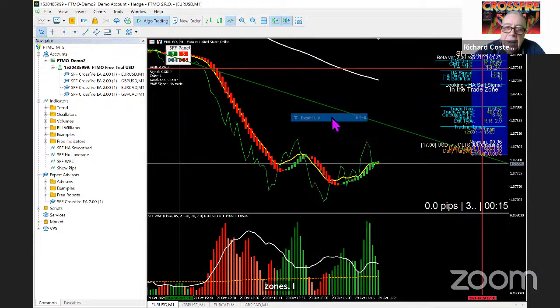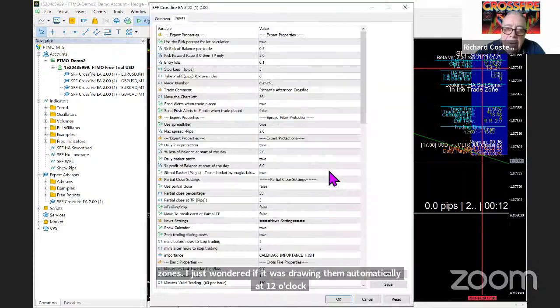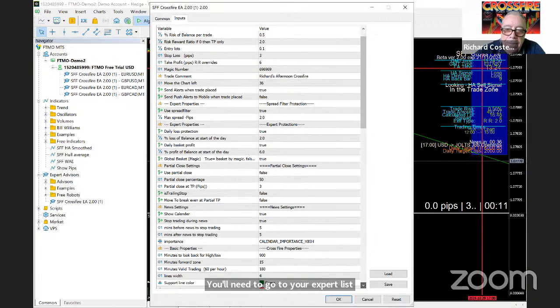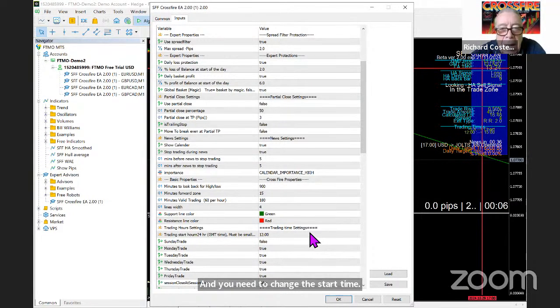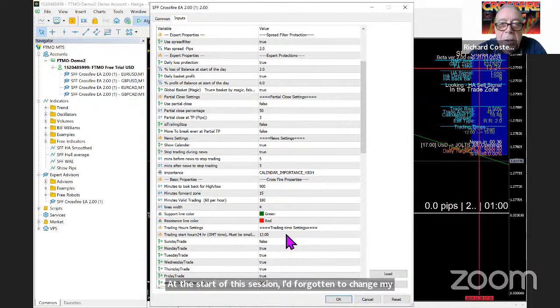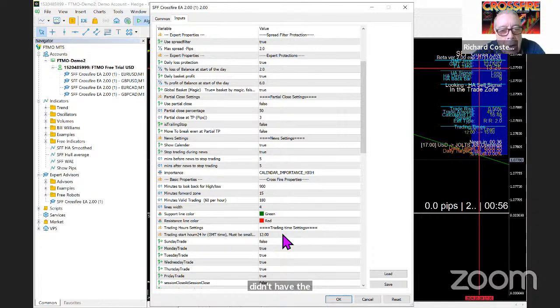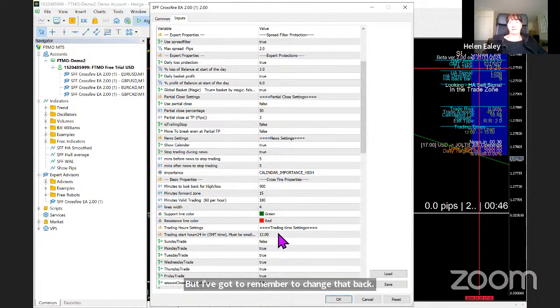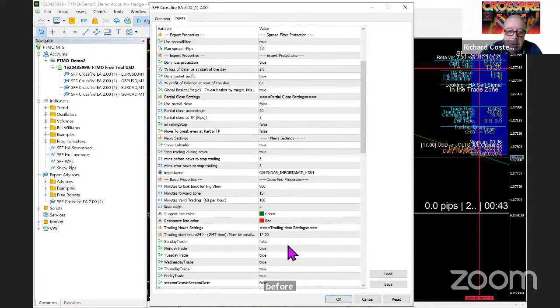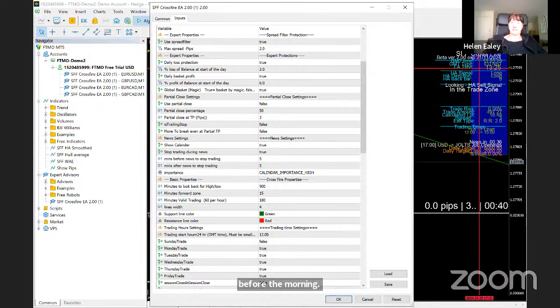You'll need to go to your expert list, and you need to change the start time. Okay, fine. At the start of this session, I'd forgotten to change my start time, and I didn't have the vertical timelines on, so I realized I was wrong, and I came along here, and it was 1300, and I changed it to 1200, but I've got to remember to change that back before next morning. Next week we'll be back to 1300. Okay, that's lovely. Thank you.